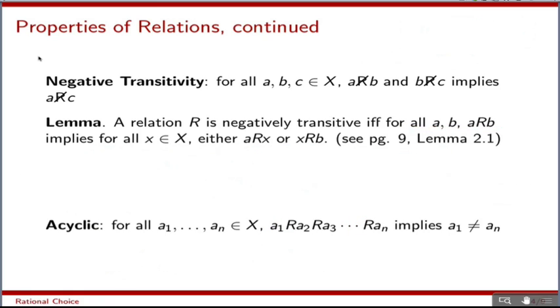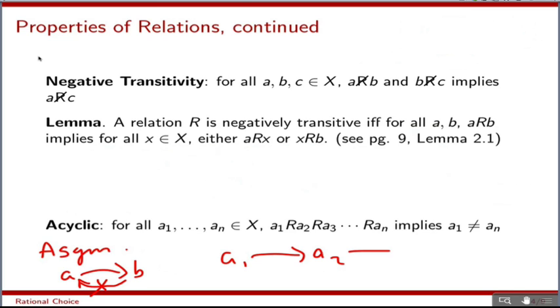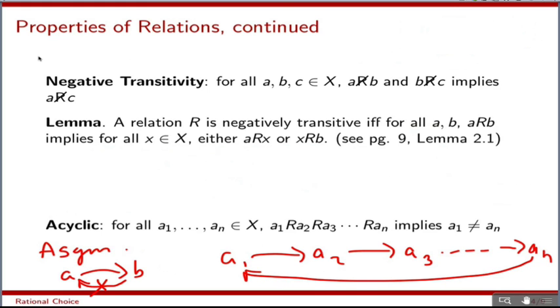The next property is being acyclic. And acyclic, you can think of it as a generalization of asymmetry. Asymmetry says that if A is related to B, then there cannot be a cycle back. There cannot be an arrow pointing back from B to A. Being acyclic just generalizes this to any sequence of elements. So if A1 is related to A2 is related to A3, and so on, all the way down to AN, then we know there cannot be an arrow from AN back to A1.